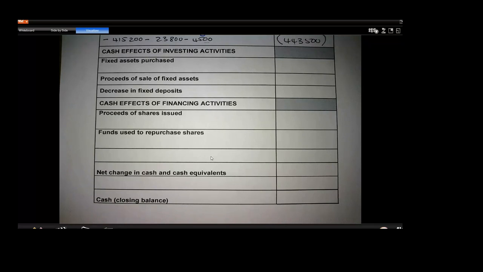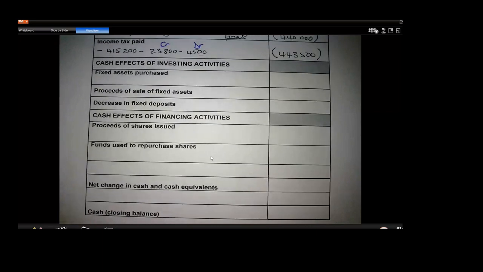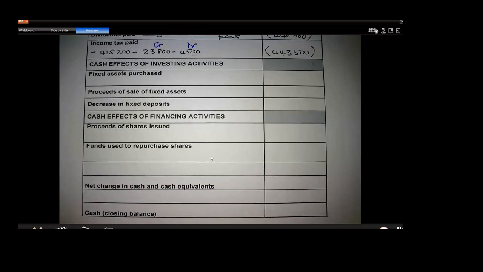Let me just see here. Did they ask you to calculate it? I just want to go and check. My apologies. Fixed assets purchased. I didn't make a copy of the answer book. Okay, they did not. They've given you proceeds of the sale of fixed assets, and they've given you the decreasing fixed deposit. But like I said, I took it out because I want to show you how to calculate that. This is also a very important calculation. So let's look at how we calculate that.